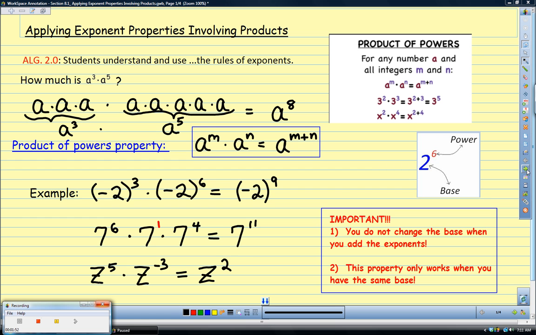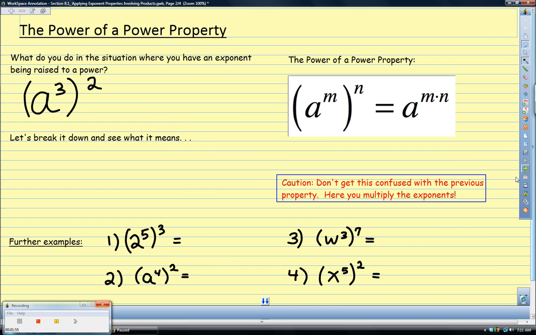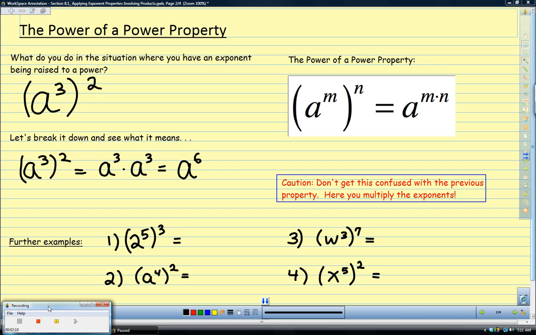That's one property. Now the next property is called the power of a power property. What do you do when you have the situation where you have an exponent being raised to a power? Well, let's break that down and see what that means. As you can see, a to the third squared means a to the third times a to the third.